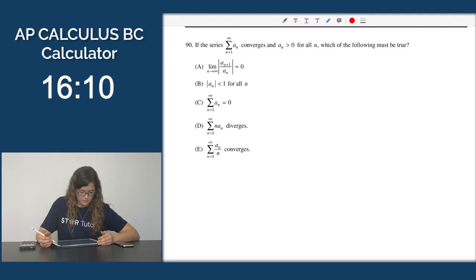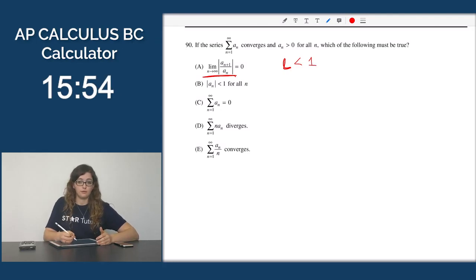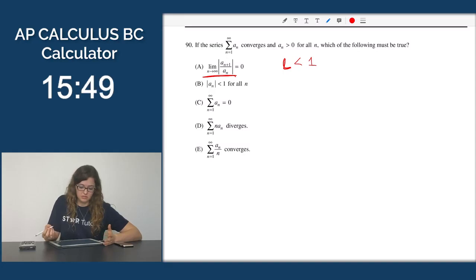Okay. So the first one, this first limit, is the thing that you find when you're using the ratio test. I often call it L. And the ratio test says that L needs to be less than 1 in order for your series to converge. But it doesn't need to be equal to 0. So we know that this limit is going to be less than 1 since it converges and it's positive. But we don't know that it's 0. So A doesn't have to be true.